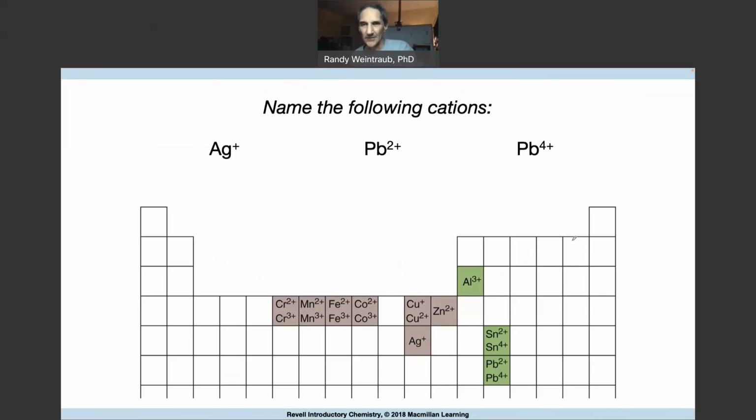Let's do one example here. Name the following 3 cations from the chart. We could see that silver, Ag, forms only one ion, +1. Let's call that silver. Lead, however, because it has a possibility of 2 different charges, we have to put a Roman numeral to indicate it's 2+, and lead, similarly, we put the Roman numeral indicating that it's 4+.